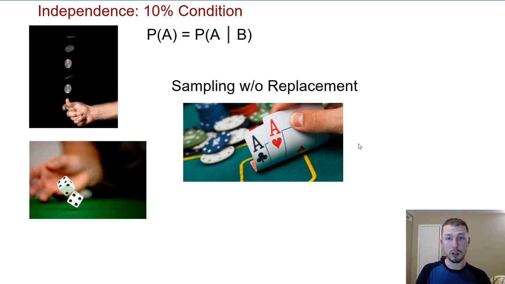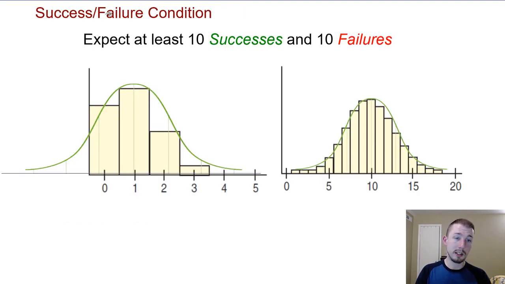So in a deck of cards, that's 52 cards, so 10% of 52 would be 5.2. So essentially, as long as we're sampling less than 5 cards at a time, we're okay. We can override it. The probabilities we know are not independent. They're going to change, but the change is going to be so small that it won't throw off our overall results. Success failure condition, make sure that it's going to be nearly normal, meaning that it's not going to be cut off.